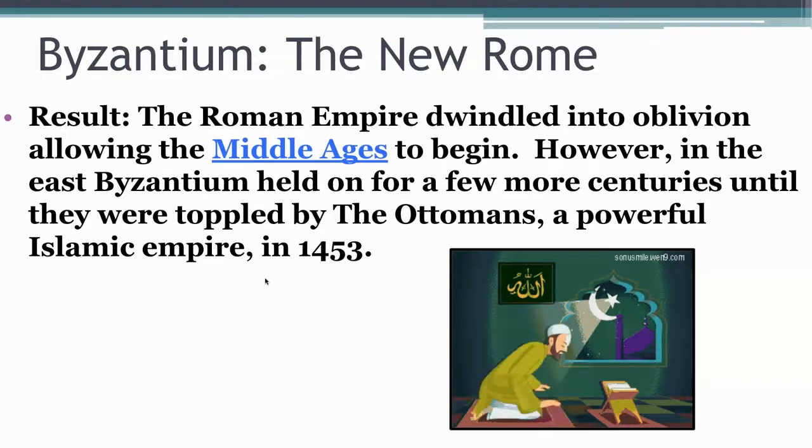Our result: the Roman Empire dwindled into oblivion, allowing the Middle Ages to begin. The next big phase of European history will be known as the Middle Ages, and we're going to study that second semester. However, in the East, Byzantium held on for a few more centuries until they were toppled by the Ottomans, a powerful Islamic empire, in 1453. So Islam will become the dominant religion in that region a little bit later. And we're going to talk about that as we move forward.